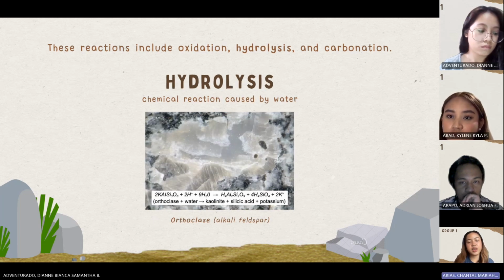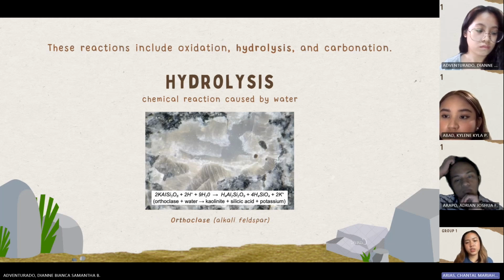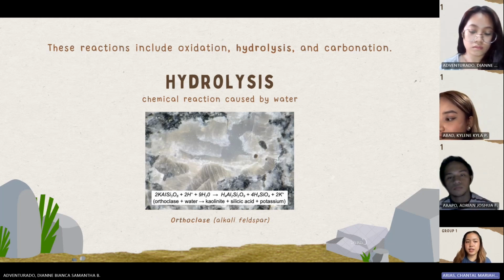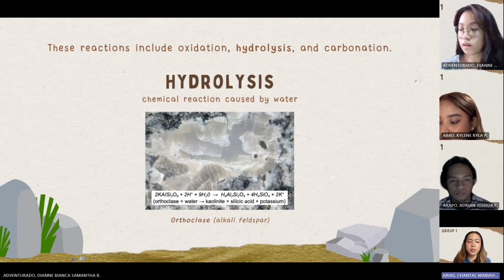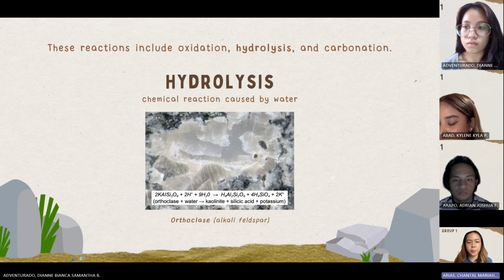Hydrolysis is a chemical reaction caused by water. Water changes the chemical composition and size of minerals in rock, making them less resistant to weathering also. A hydrolysis reaction of alkali feldspar, a common mineral found in igneous rock, yields kaolinite, silicic acid, and potassium.